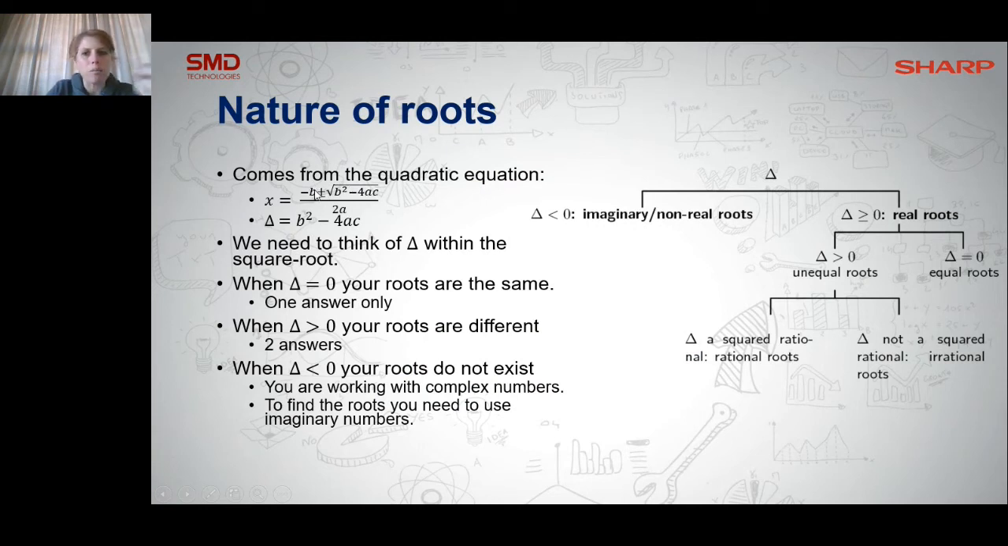So there's only going to be one real answer, right? When your delta is positive, then you can have two unequal roots. When your delta is a perfect square, in other words, when this value works out to a perfect square, then your roots are rational. When it's not a perfect square, then you have irrational roots.